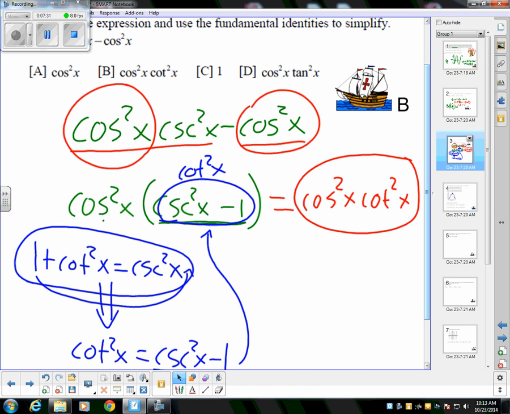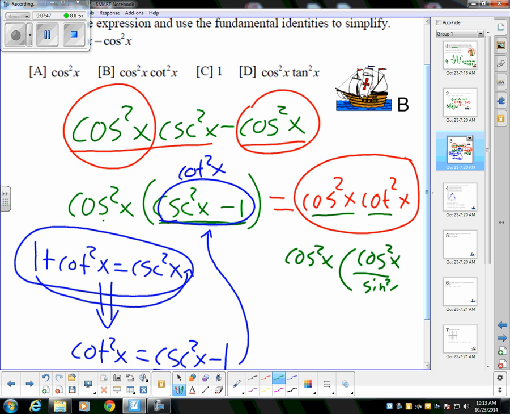You can quickly do it by remembering this is a product right here. When you have a product, you want to turn it into reciprocals just to see if something cancels out. Cosine squared of x, and cotangent squared is cosine squared of x over sine squared of x. If I multiply those together, would cosine eliminate? Or would something eliminate? The answer is no, it won't. I'll just end up with cosine to the 4th. So that confirms that B is my answer choice.